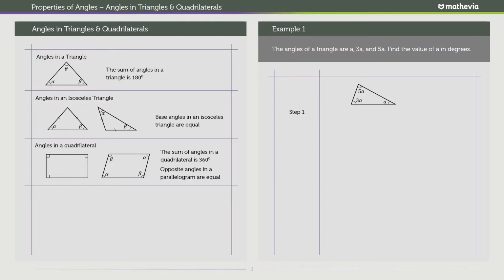Basically, the sum of these angles should equal 180. Okay, three angles in a triangle, when you add them up together, you should have 180. And you have A plus 3A plus 5A equals 180. When you add those up, you have 9A, which will give you that A equals 20. Simple, straightforward. Let's move on.